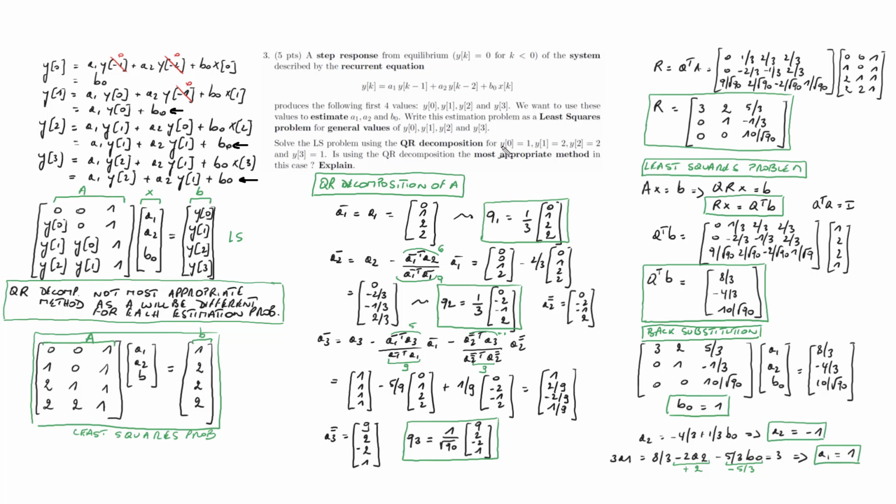Let us now put in the values of y0, y1, y2, and y3 that are given over here. And, well, this is the least squares problem we have to solve using the QR decomposition, right? Now, for the actual QR decomposition of A, we keep the first column of A, right? We have to normalize it, so this will be the first column of Q.